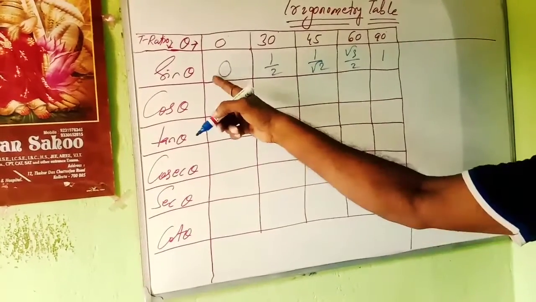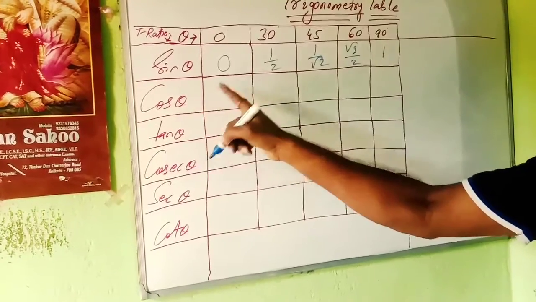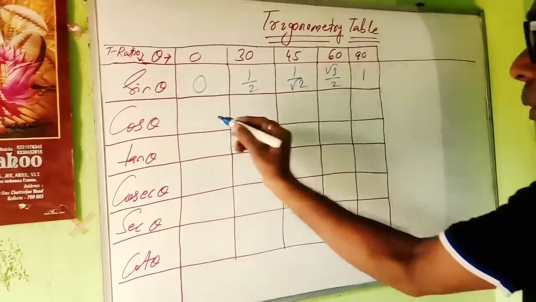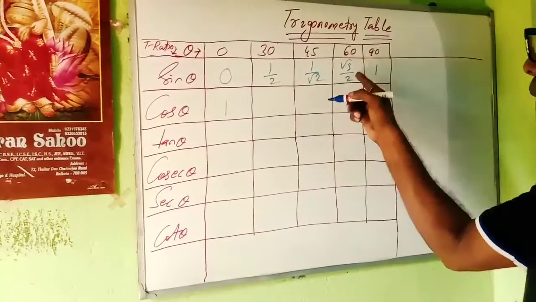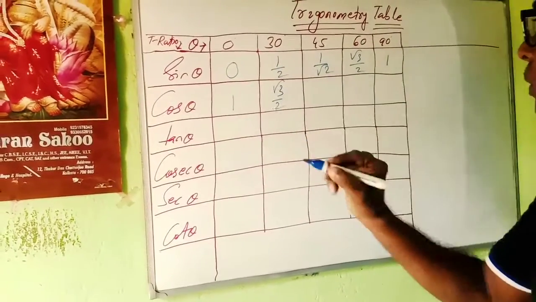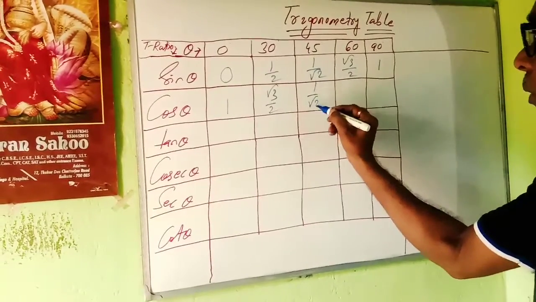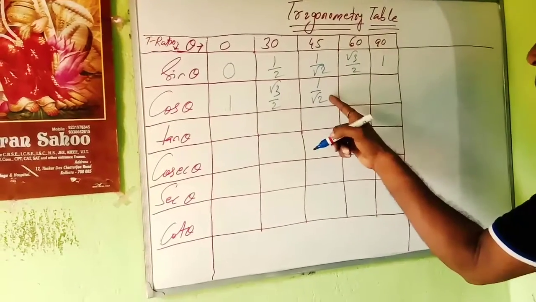Only you have to memorize this one. Then, for cos 0, just write reciprocally. Cos 0 is how much? 1. Then cos 30 is how much? Root 3 by 2. Then cos 45 or sin 45, both are the same, 1 by root 2. Cos 45 and sin 45 are both equal.